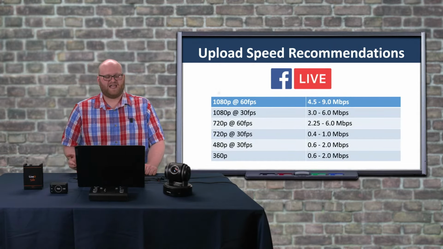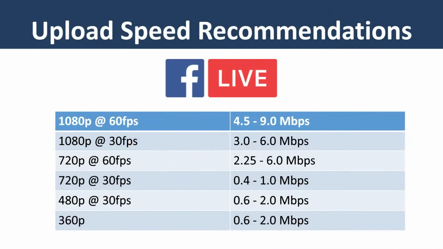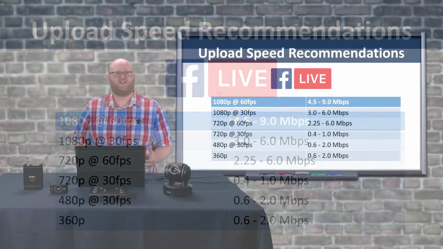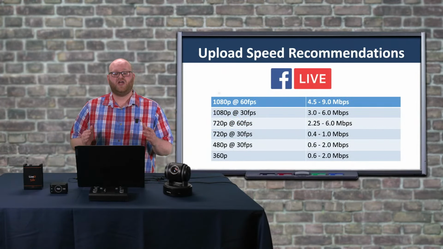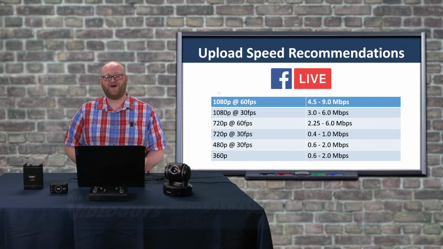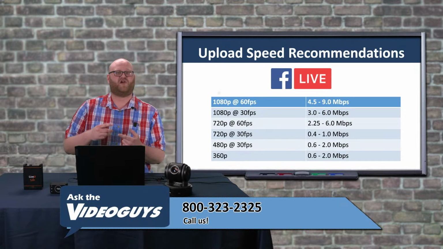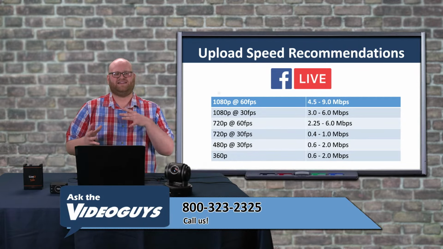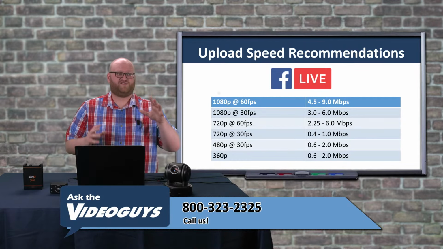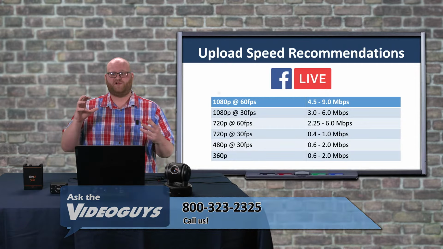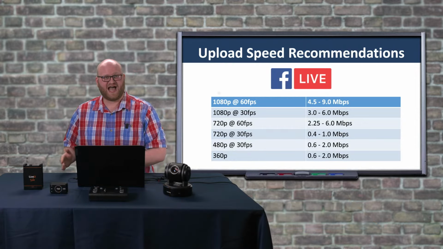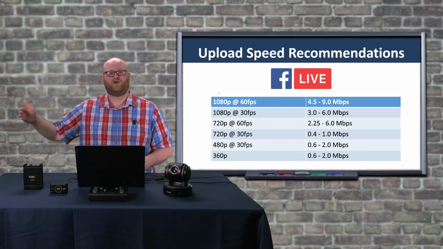Now, for Facebook Live at 1080p 60 frames per second, they recommend 4.5 to 9 megabits per second. I'm going to say this right now from experience, after all, we stream to Facebook here every Tuesday: go with the 9 megabits per second. That's what you're going to want. Anything below that, I notice you start getting stuttering, latency problems, and dropped frames. Go with the 9. That's what I'm going to recommend here and going forward.